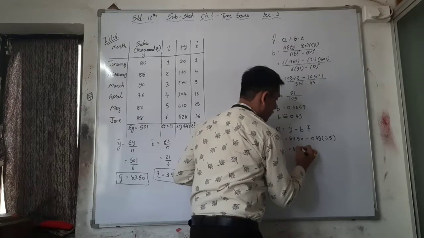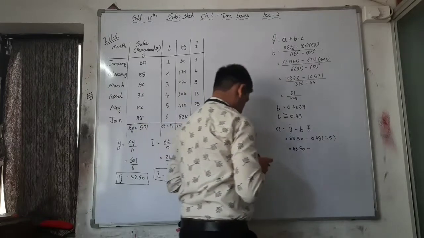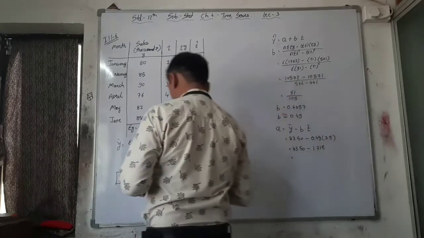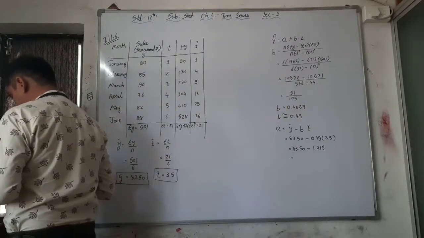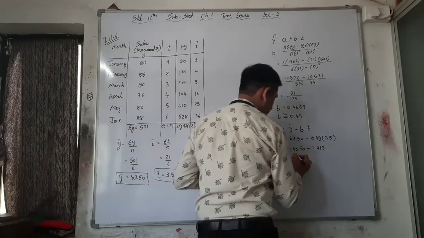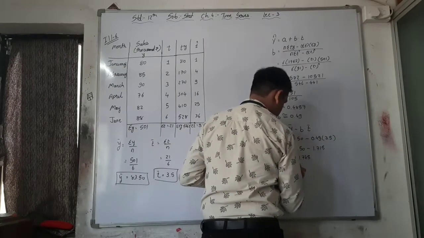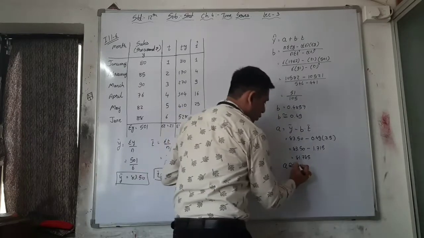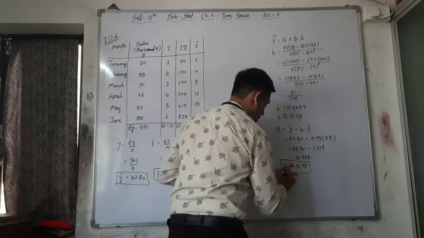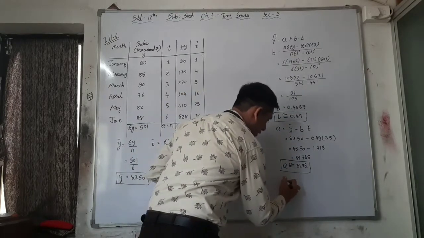So 83.50 minus 0.49 into 3.5, 1.715. So 83.5 minus 1.715 is equal to 81.785. So your approximate value of A is equal to 81.79. These are the two values of B and A, and now we find out the trend or linear equation.